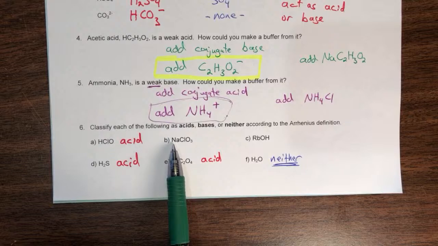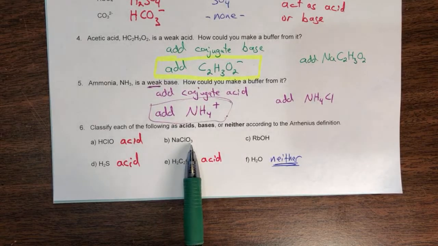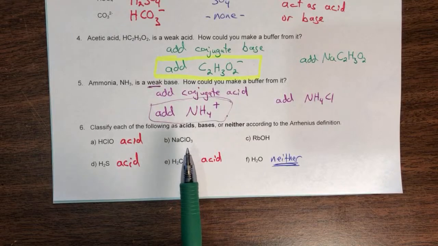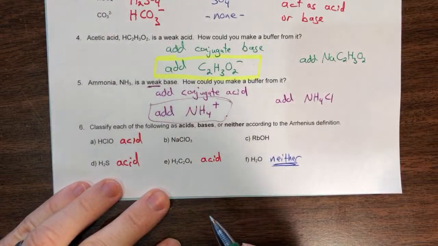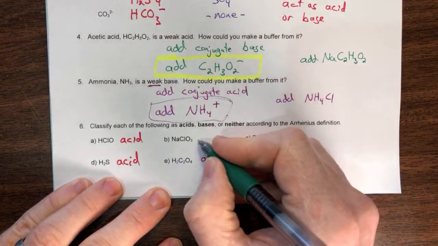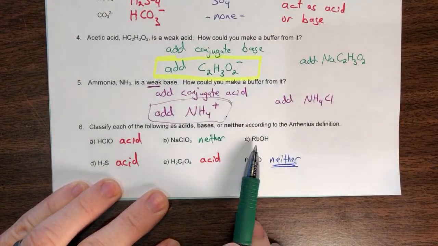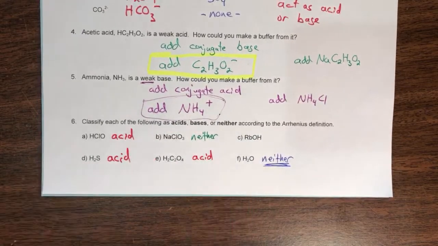This is going to be sodium chlorate. Sodium chlorate does not have OH in it. It's not sodium hydroxide. And so according to Arrhenius, it's not going to be a base. According to Bronsted and Lowry, it could be a base, maybe. But according to Arrhenius, it's not a base because there's no OH. So this is going to be neither.